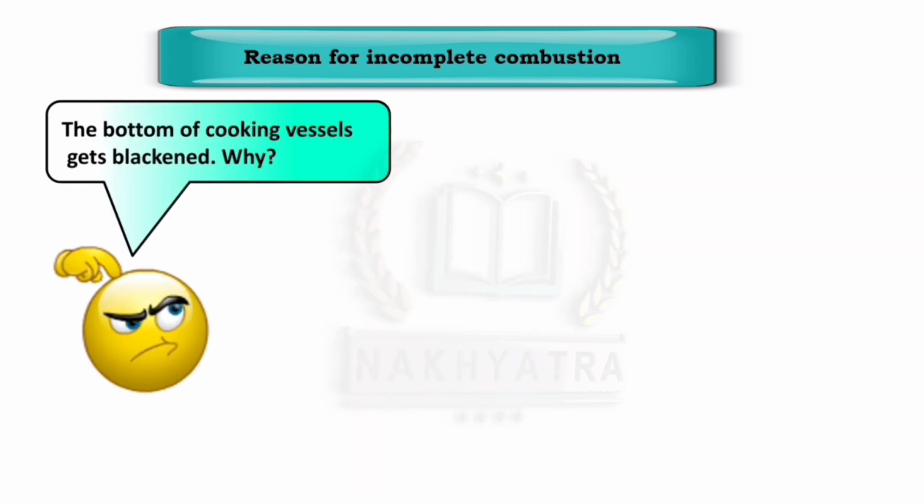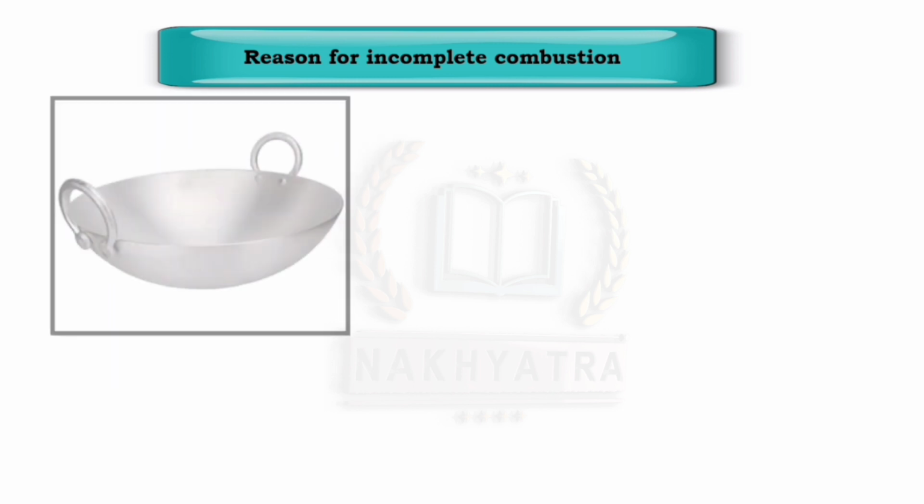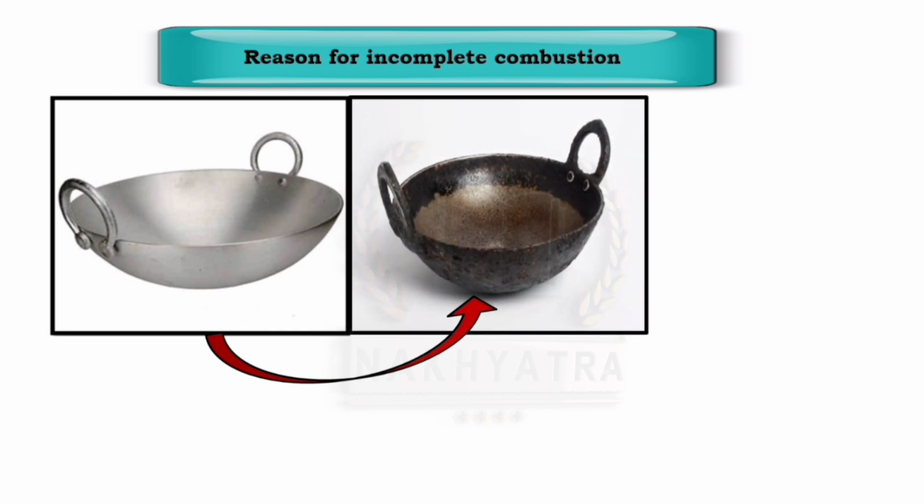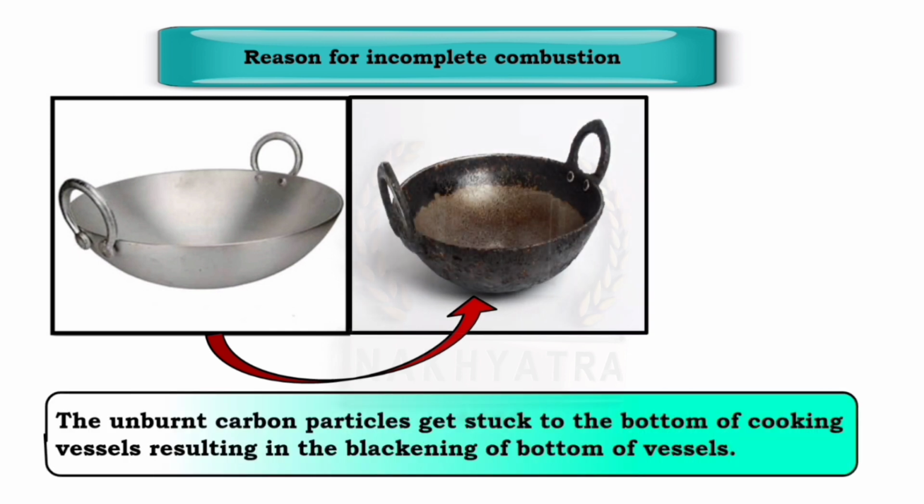Now you might be thinking about why the bottom of cooking vessels gets blackened. So this is your brand new vessel. Now after using it for months, you can see that it turned out to be like this, blackish. So what is the reason? So this is the reason. See, the unburnt carbon particles get stuck to the bottom of cooking vessels, resulting in the blackening of the bottom of vessels. So in combustion there are some unburnt carbon particles, so they get stuck to the bottom of cooking vessels, which results in the blackening of the bottom of vessels.